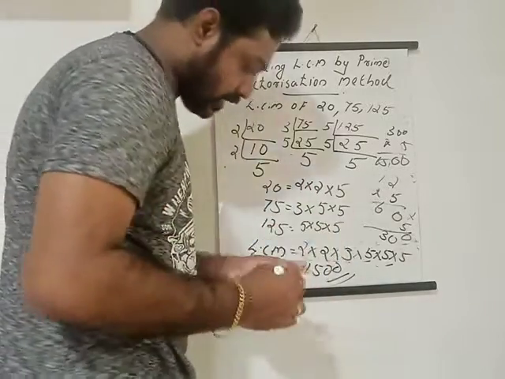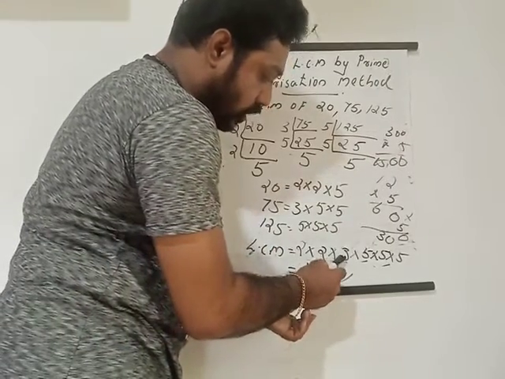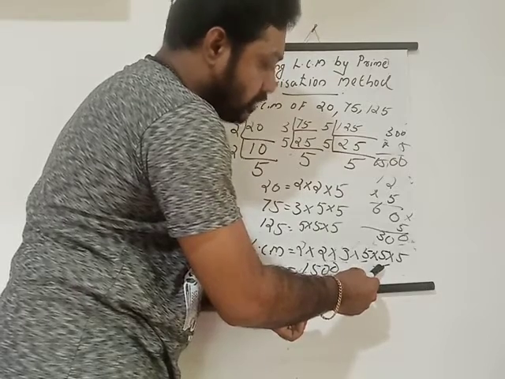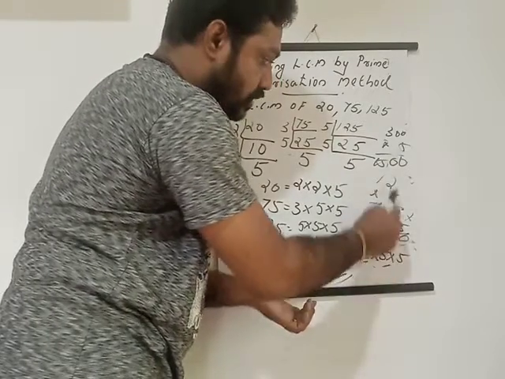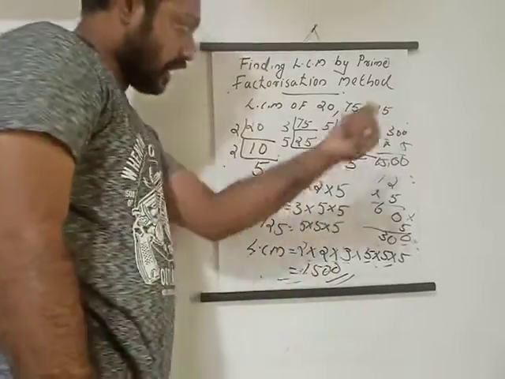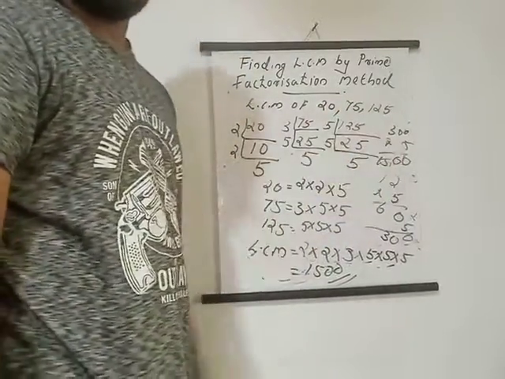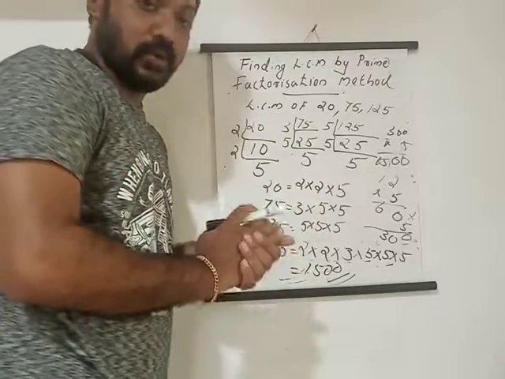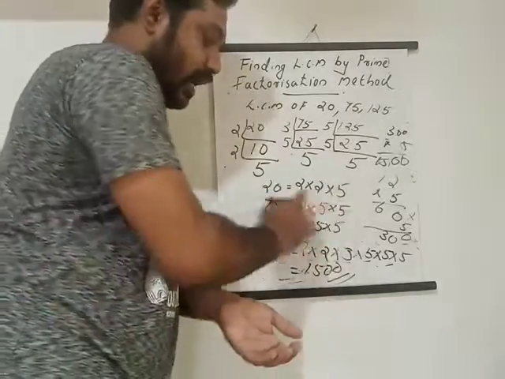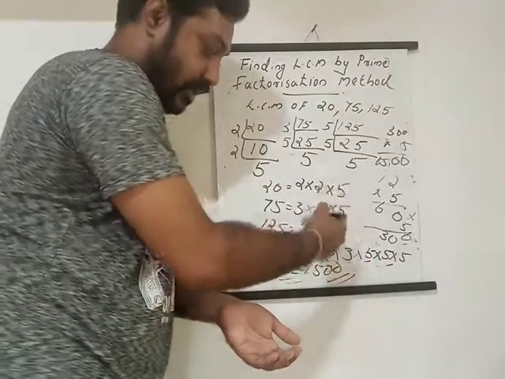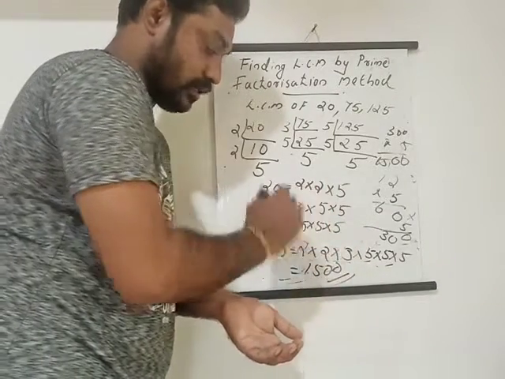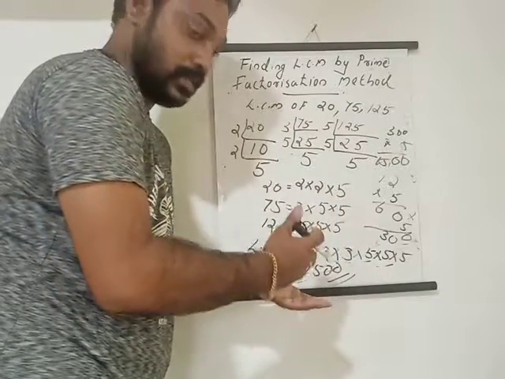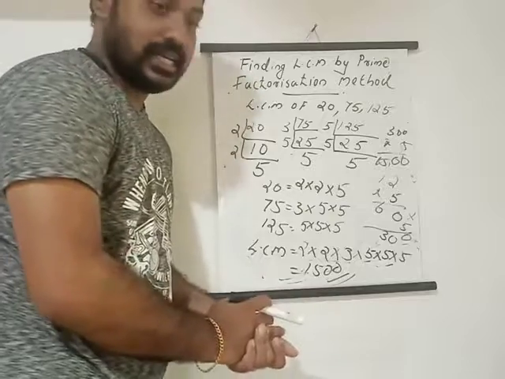We can check whether our answer is correct. 2 2s are 4, 4 3s are 12, 12 into 5 is 60, 60 into 5 is 300, and 300 into 5 is 1500. So that is the LCM of 20, 75 and 125. I hope all of you understand how we are finding the LCM. The last step is only taking the most multiples, and that one we have taken and written to find our answer.